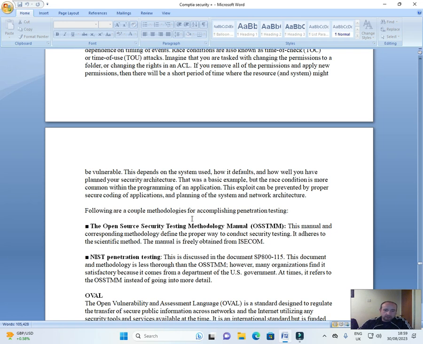Following are a couple of methodologies for accomplishing penetration testing. The Open Source Security Testing Methodology Manual, OSSTMM. This manual and corresponding methodology define the proper way to conduct security testing. It adheres to the scientific method. The manual is freely obtained from ISECOM.